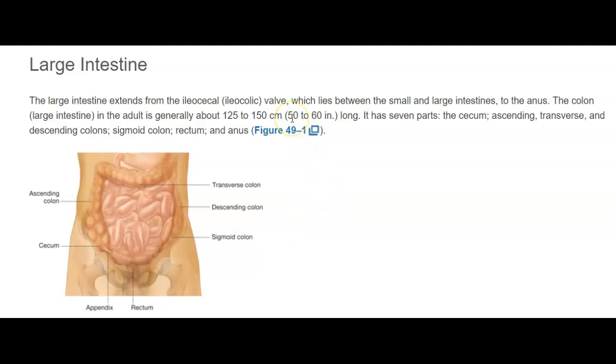You see how long the intestines are? 50 to 60 inches. So an adult is generally about 50 to 60 inches. That's the colon, the large intestines. It has 7 parts, which you can see right here. I won't read them for you, but it tells you right here: 7 parts of the large intestine. Different things can happen in different areas.